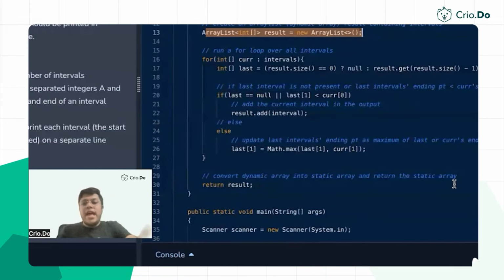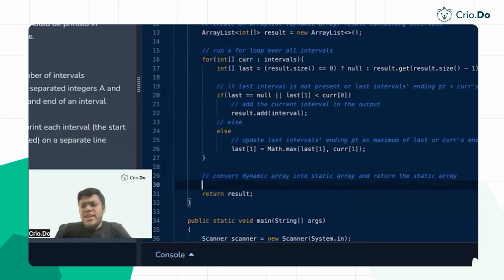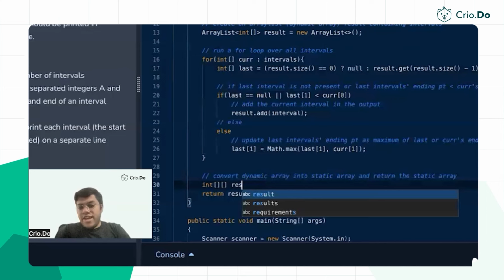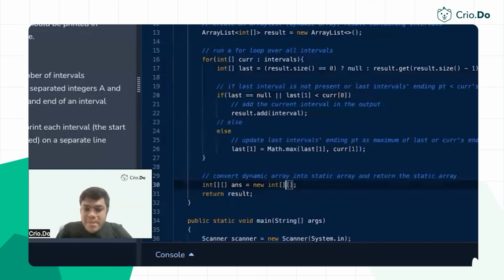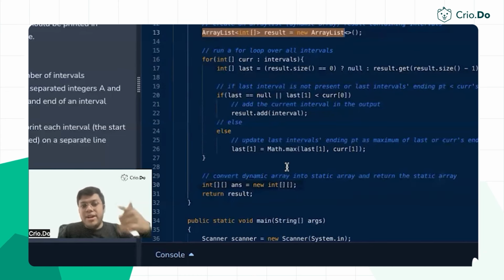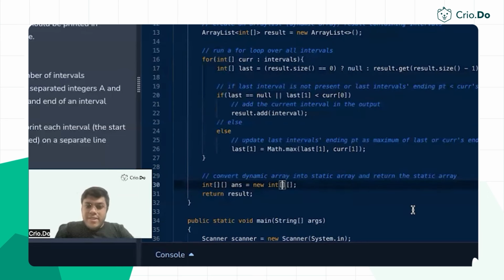So we have to convert the array list into the array by running a for loop, simple. So we can create a dynamic array. Let's say we are naming it as answer. We can't name it the same. It is equal to new int[][]. The first dimension will be nothing but the number of rows in this array list, or you can say the number of intervals, which is nothing but result.size(). And the second parameter will be how much size each interval has. Each interval will have two elements, starting point and ending point. So the second dimension will be 2.